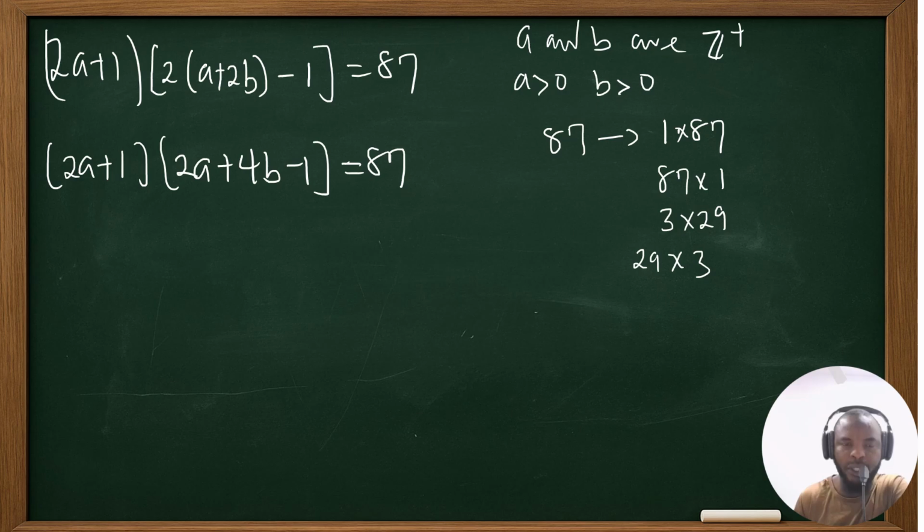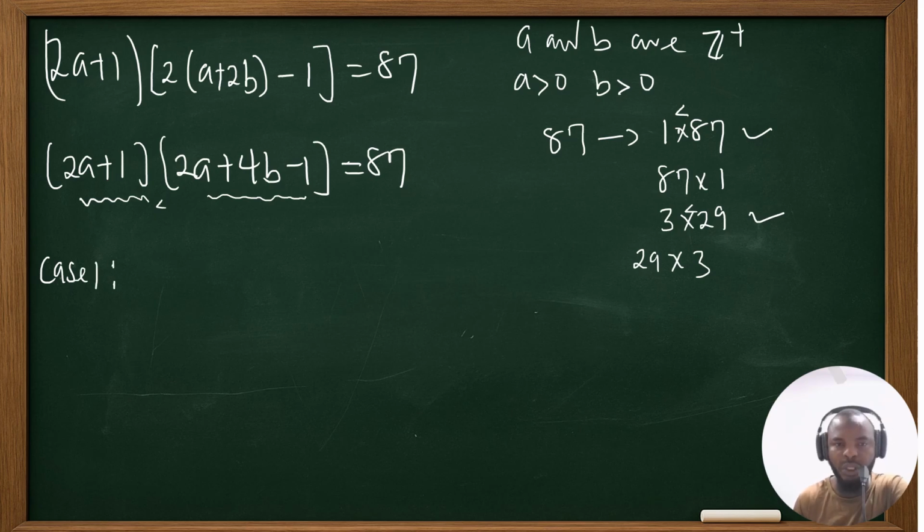If you look at this given equation, the expression for 87 shows that the first factor must be less than the second, since both a and b are positive. So for the first to be less than the second, we have case number 1, and also case number 2, where 3 is less than 29. So these are the two cases we're going to work with. Now, I'm going to start with case 1. Case 1 is when we have 1 times 87.